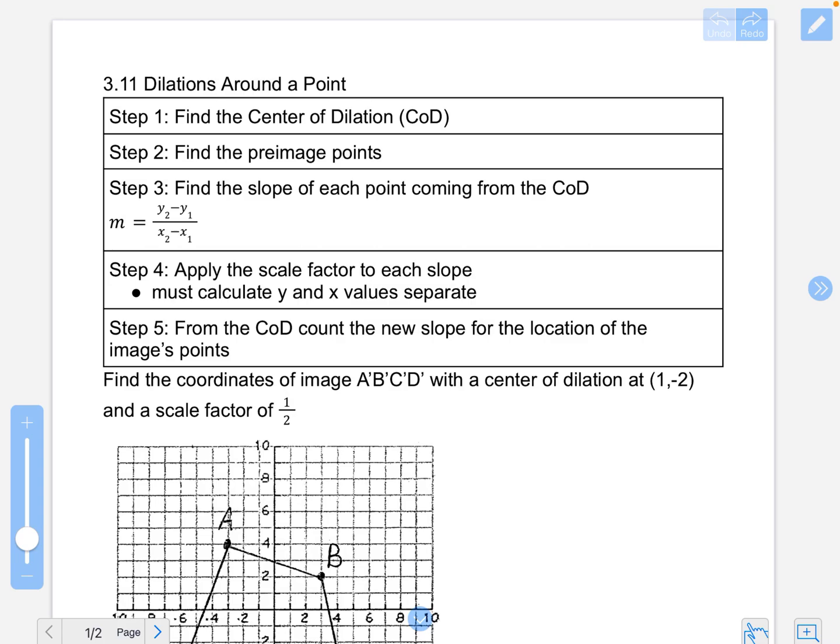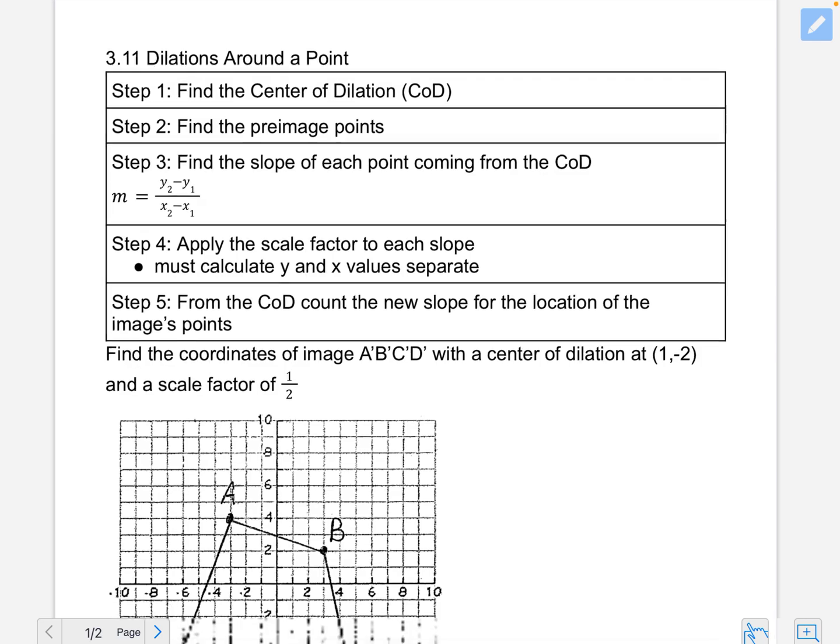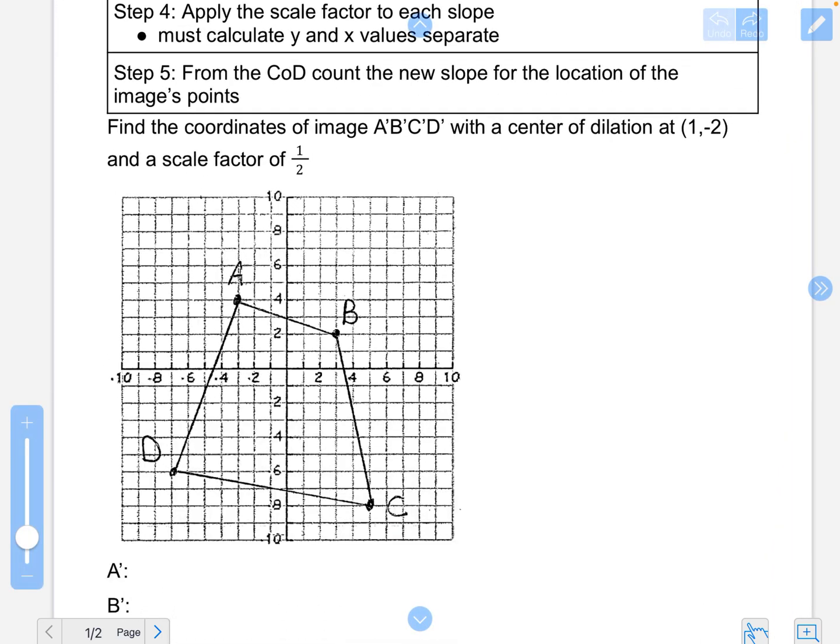All right, so today we're going to be talking about dilations around a point that is not the origin. We've got some steps that we're going to use, and I'm going to walk you through them, but that's a breakdown of essentially the 5 steps that we want to use. Our first question is asking us to find the coordinates of image ABCD prime with a center of dilation at (1, -2). So I'm going to mark (1, -2) on my graph. That is my center of dilation.